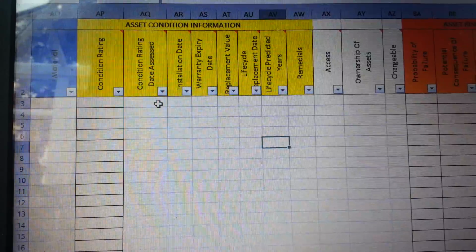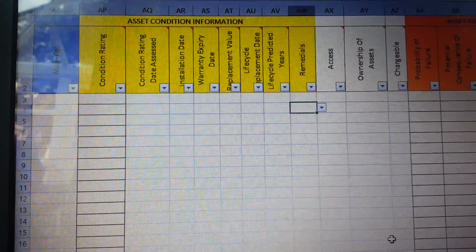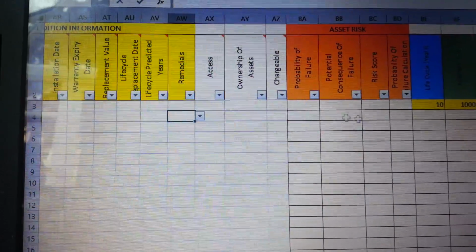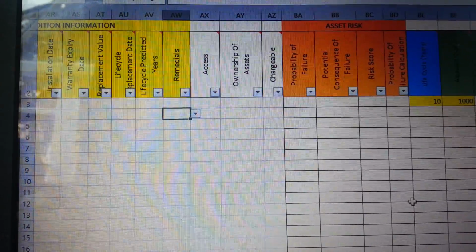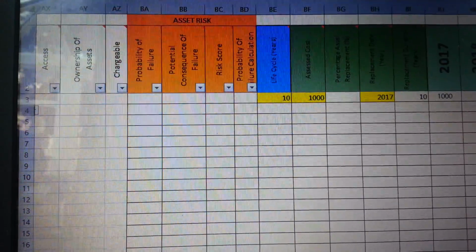Then you have condition codes of what condition it is. Then there's other ratings going in here as well. I won't go into detail because I spend ages explaining it. Access, whether it needs ladders, etc. to get to it. Then you're into asset risk.